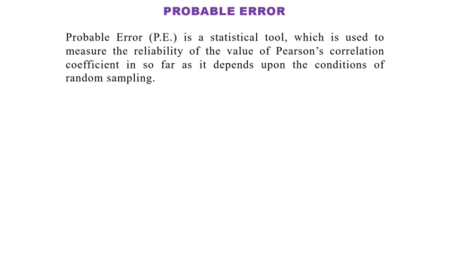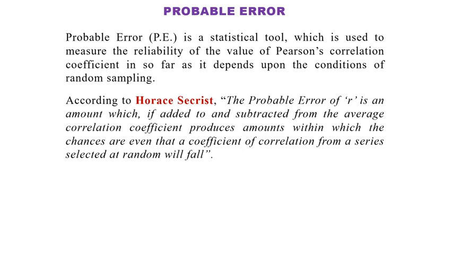We get two limits. When we take up any other sample in the given population itself, the correlation coefficient must be within that lower limit and upper limit. If so, then we can depend upon the correlation coefficient as a reliable, valid coefficient of correlation. To measure that reliability, probable error is computed. Okay, let us go in detail about this. According to Horace Secrist, the probable error of the correlation coefficient, that is small r, is an amount which, if added to and subtracted from the average correlation coefficient, produces amounts within which the chances are even that a coefficient of correlation from a series selected at random will fall.